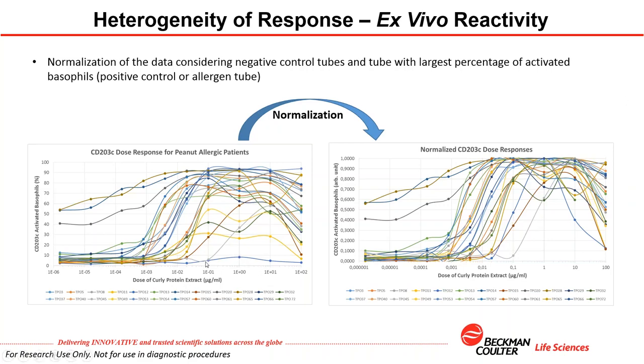And for example, here you can see this donor that was almost showing no reactivity in the non-normalized data. And when you do normalize the data, you can see that there is indeed a dose response pattern. And this is important for the kind of questions that are being asked in these kinds of cases.